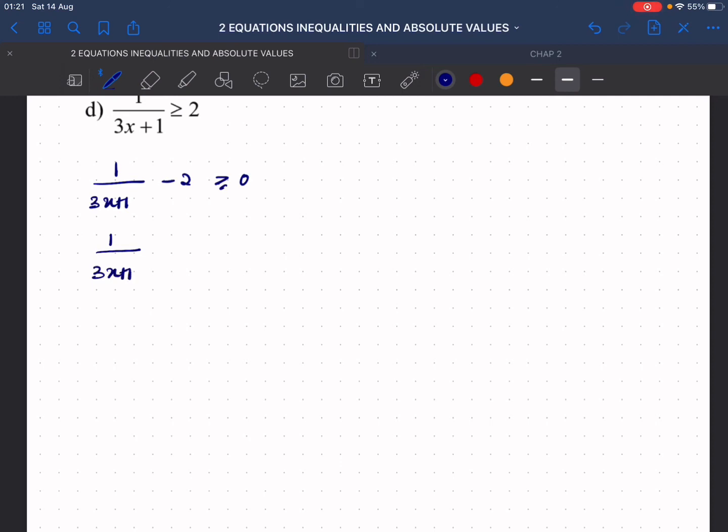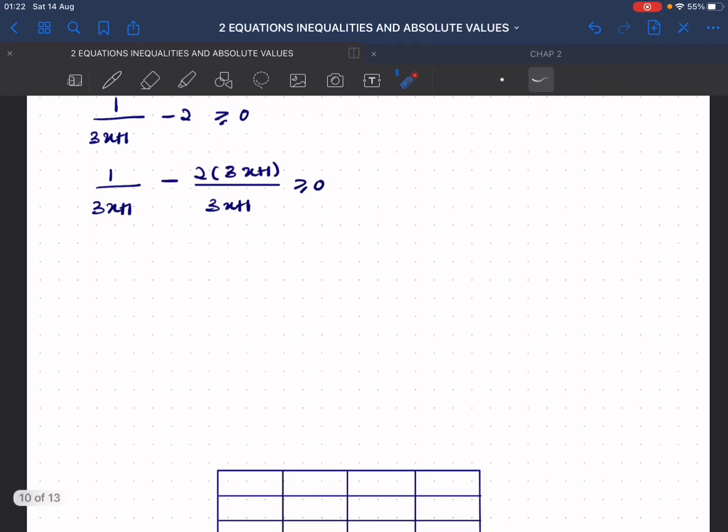1/3x plus 1 minus 2 times 3x plus 1 over 3x plus 1 greater and equals to 0. Again, once more I remind you, always make brackets because we want to multiply negatives. So now simplify again, we will get here minus 6x minus 1, that is 1 minus 2, over 3x plus 1 greater and equals to 0. So this is our factor.